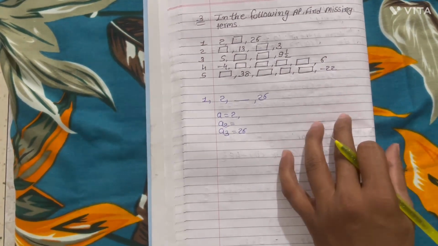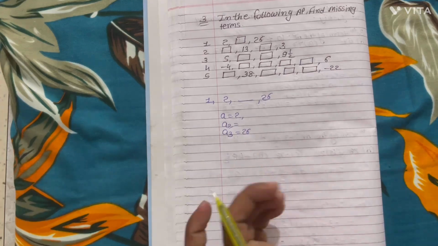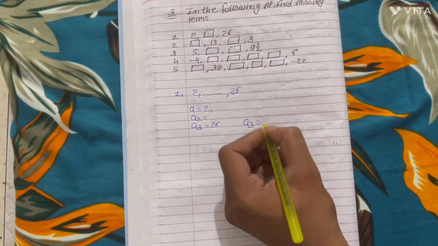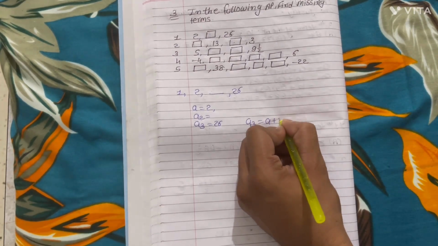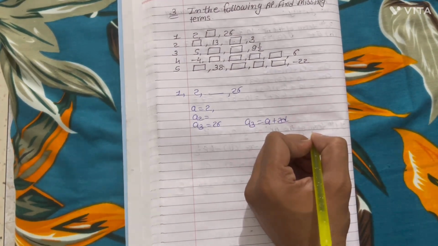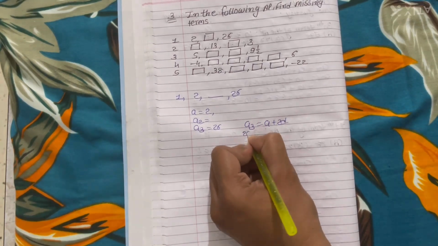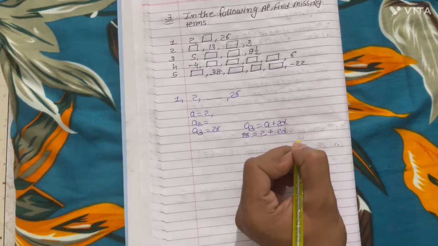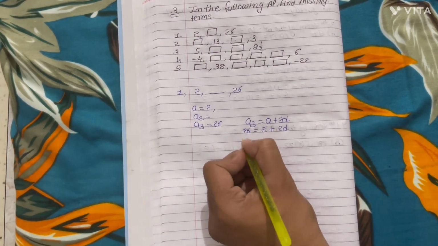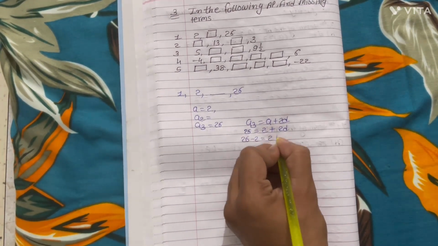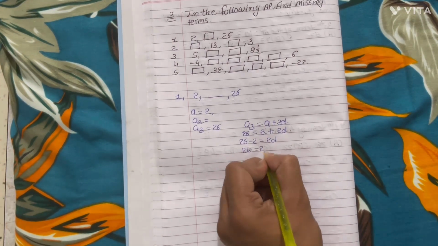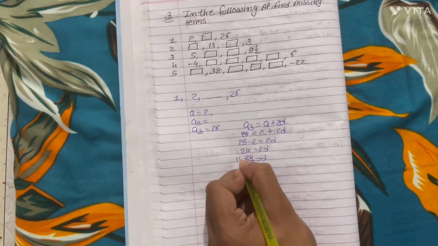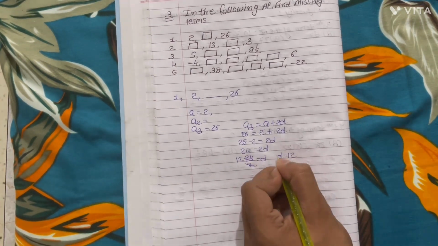In the beginning of this video we talked about how we can write a3. A3 is equal to a plus 2d. Here a3 is given as 26, and a is equal to 2. We have to find d. Then 2 goes to this side, so 26 minus 2 is equal to 2d. 24 is equal to 2d. Then we get 24 by 2 is equal to d. So we get d is equal to 12.